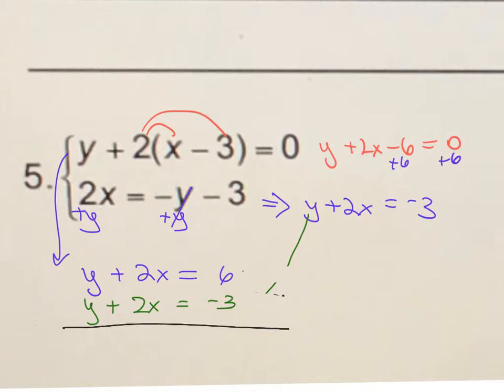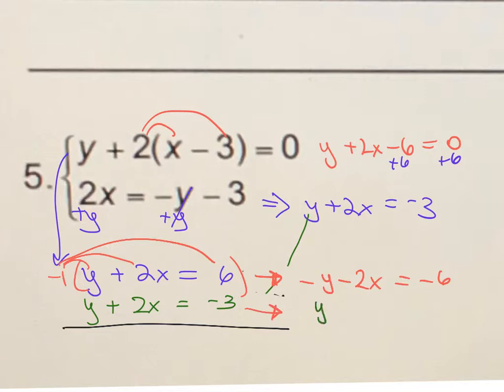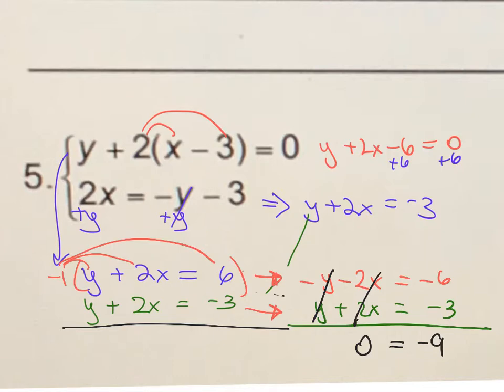Now I'm going to add down, but the problem is I need to get opposites, so I'm going to eliminate. I'm going to multiply the top by negative 1. That's going to make this one become negative y minus 2x is equal to negative 6. The bottom one I just rewrite: y plus 2x is equal to negative 3. Now I add down, and everything cancels out. Oh no, I get 0 equals negative 9, which is not true, which means this is also inconsistent because it's no solutions.